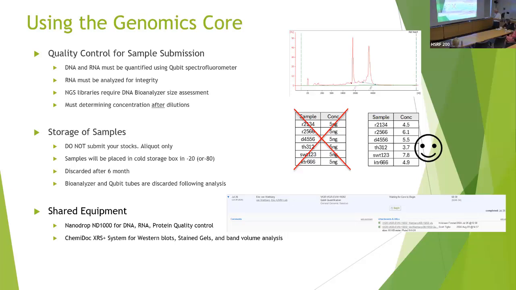We still have shared equipment down there. We have a NanoDrop ND1000. So if you want to do 260, 280, 230, or just get some rough estimates, the NanoDrop's down there. It's free. We have a ChemiDoc system, XRS, that's still down there. It's a beautiful machine. It's like 7 years old now, but it works perfectly. And those are done by sign up on our shared, I think it's under General Genomic Services or the ChemiDoc system.